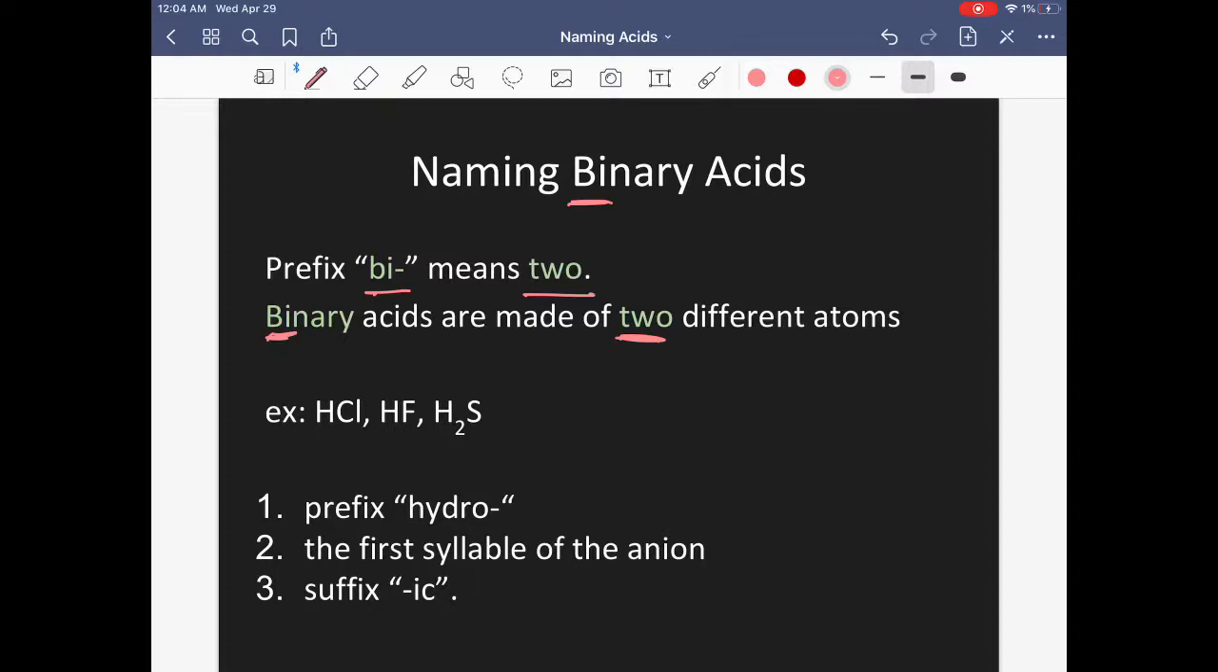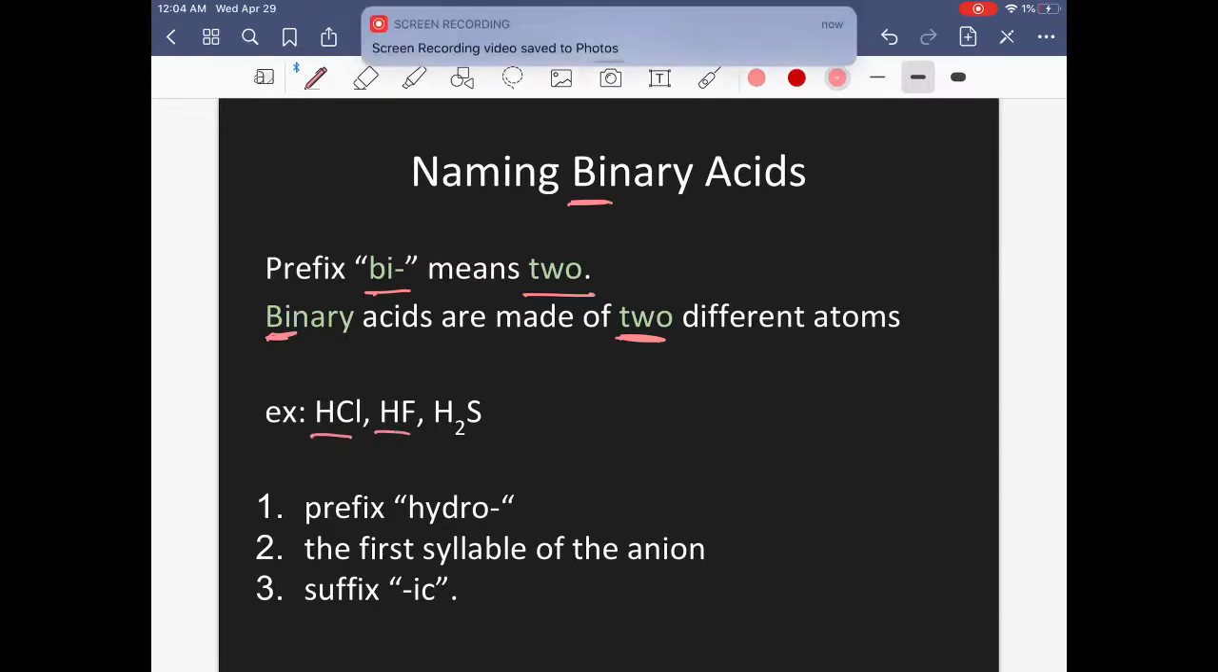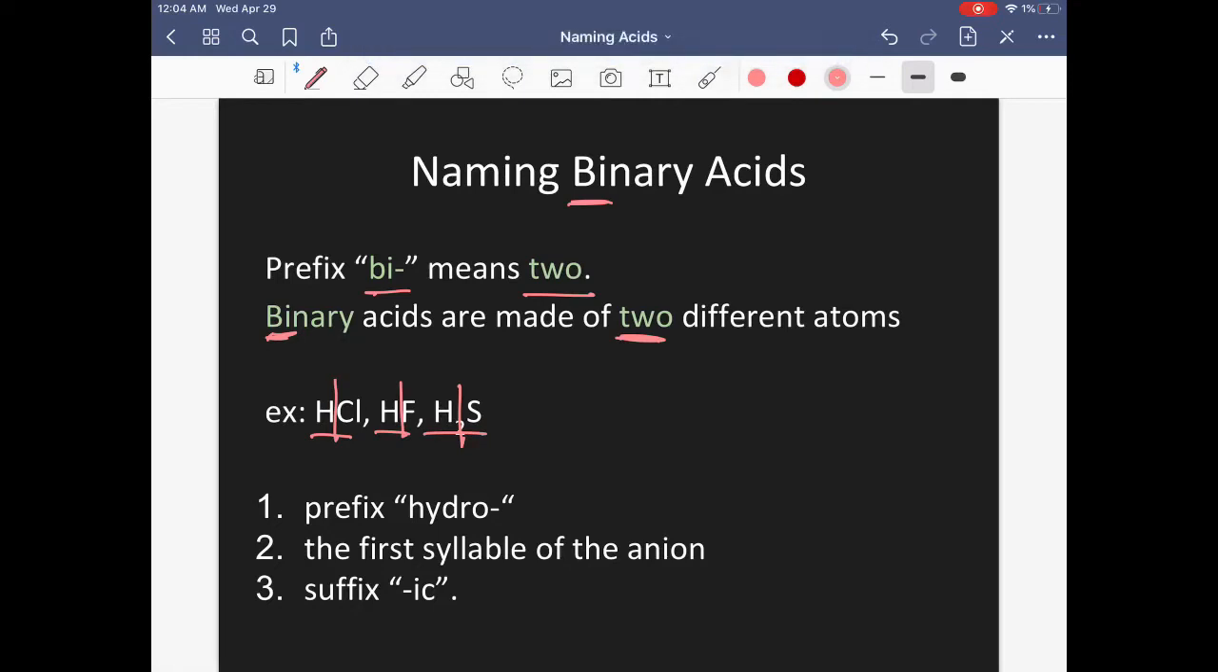Some examples of those will be HCl, HF, and H2S. As you can see, they are made up of two separate atoms: hydrogen and chlorine, hydrogen and fluorine, hydrogen and sulfur. No more, no less, it is made up of two different atoms. So in order to name these binary acids, you would give them the prefix hydro, and then the first syllable of the anion and the suffix -ic.